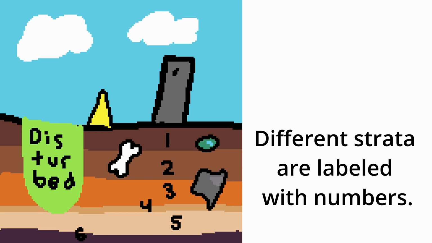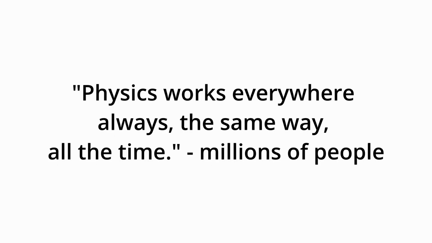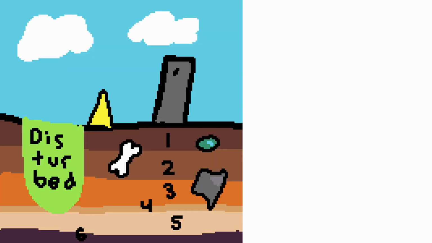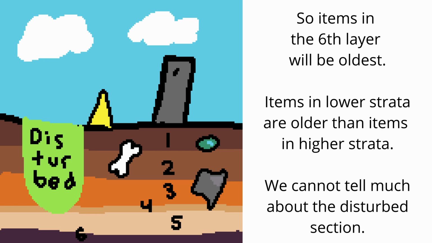This leads to one of the most important ideas in all of archaeology, the law of superposition. Simply, it is the idea that physics works everywhere always in the same way. We can assume that when the ground is undisturbed and the dirt layers slowly pile up, the oldest layers are on the bottom. This means that any artifacts or items dug up at the bottommost layer, given the sequence is undisturbed, will be the oldest.